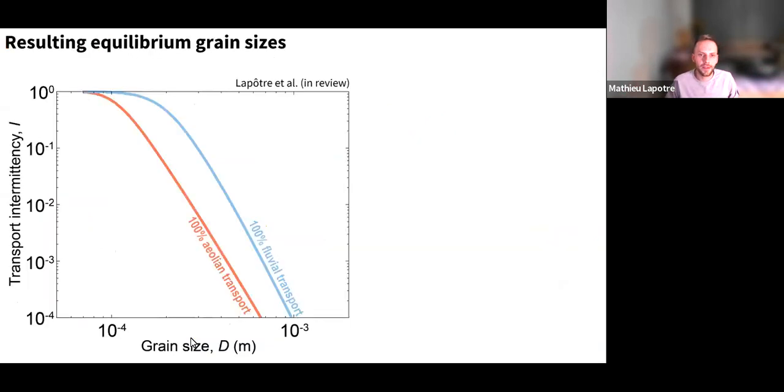Okay, so combining these instantaneous rates with transport intermittencies, you can make predictions of what transport intermittencies are required, shown on the y-axis here, to produce an equilibrium grain size of a given value, which is shown on the x-axis. The orange curve shows predictions for when transport occurs through 100% of transport driven by wind. And the blue curve is 100% transport being driven by fluvial flows, by rivers.